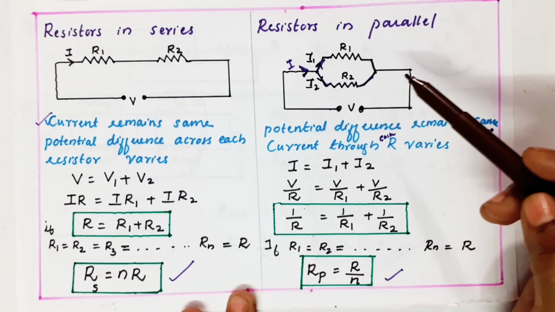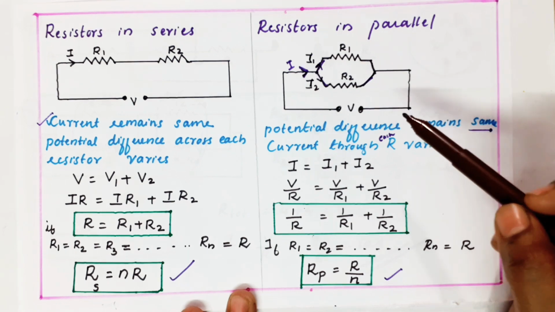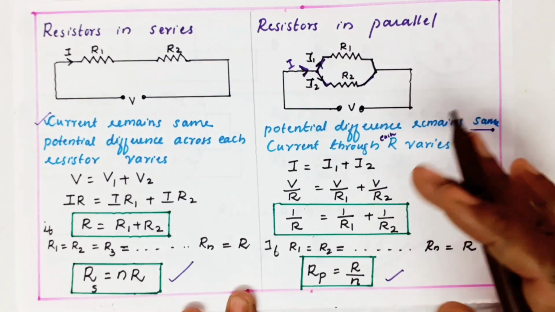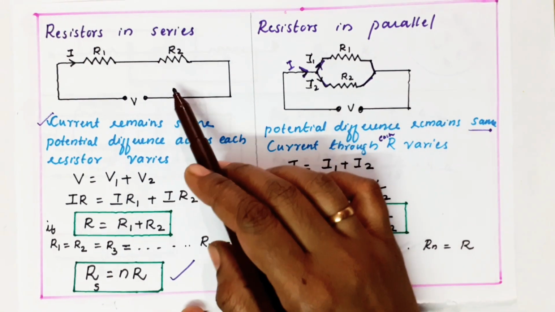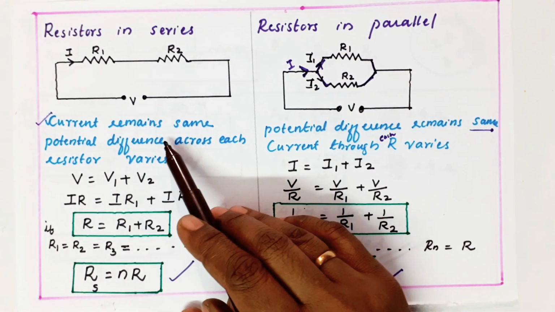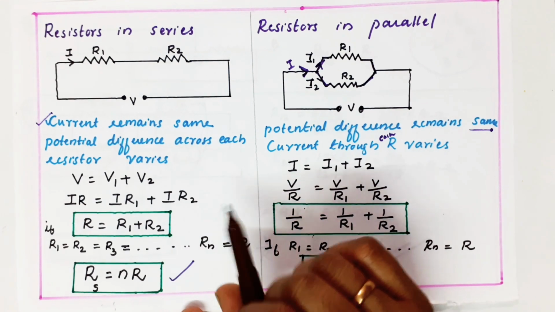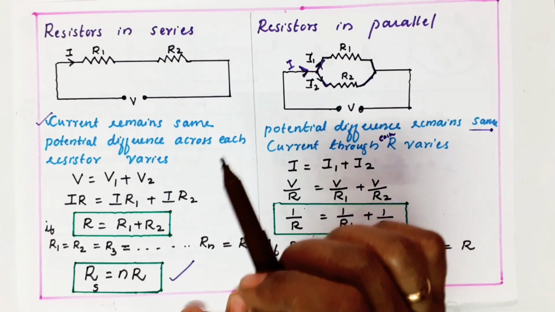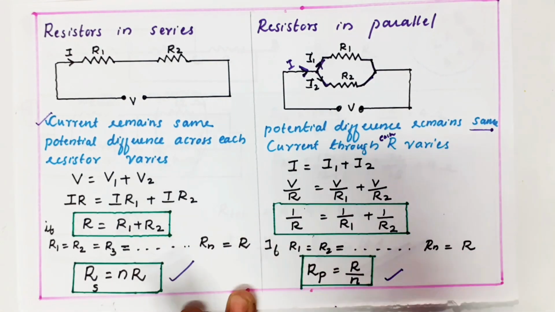Next, you take the case of a parallel connection. Before going to that, just check it here. I told you in series connection, current remains the same but potential difference varies. You all should keep that in mind. Series means current should be the same.